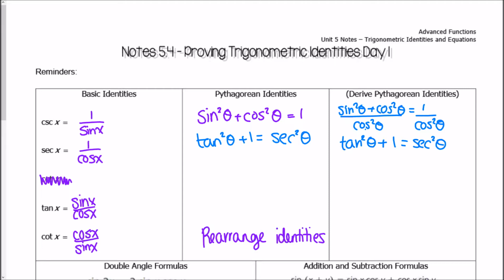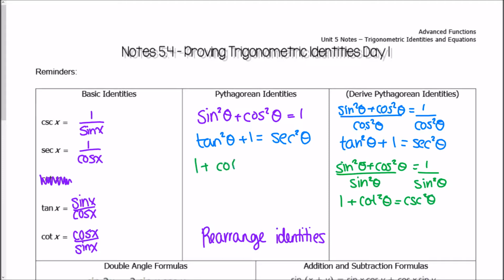And then the other one, I can take sine squared theta plus cosine squared theta equals 1 and divide everything out here by sine squared theta. So sine squared theta over sine squared theta is 1. Cosine squared theta over sine squared theta is cotan squared theta. And then 1 over sine squared theta here is cosecant squared theta. So we can also say 1 plus cotan squared theta is equal to cosecant squared theta.